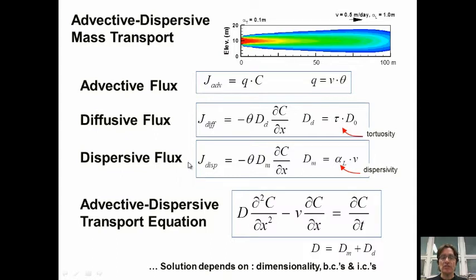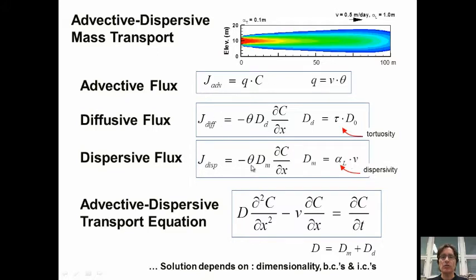The dispersive flux, or in this case the mechanical dispersive flux, is also a product of a concentration gradient times a mechanical dispersion coefficient times the porosity. And this mechanical dispersive flux is meant to reproduce the effect of unresolved pore scale variations in the velocity field. Here, the mechanical dispersion coefficient is the product of the dispersivity, which is a characteristic of the porous medium, which we'll define a bit later, and the velocity.